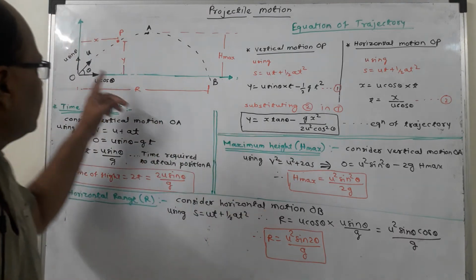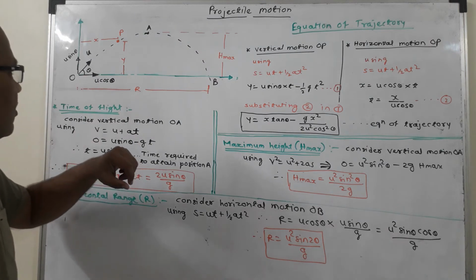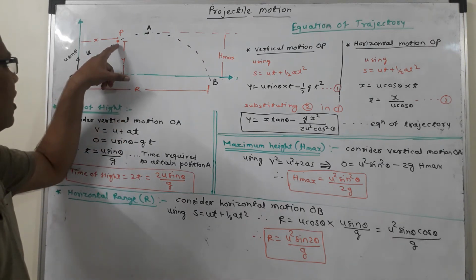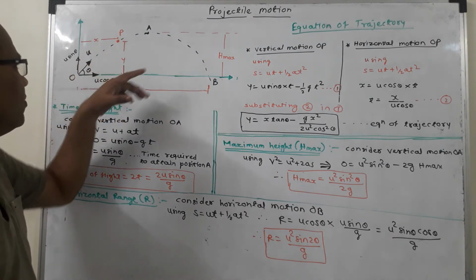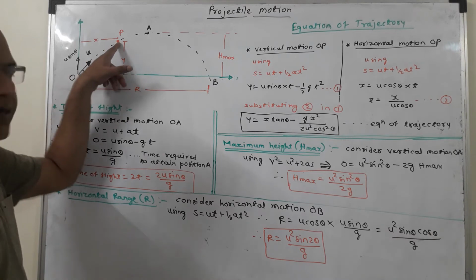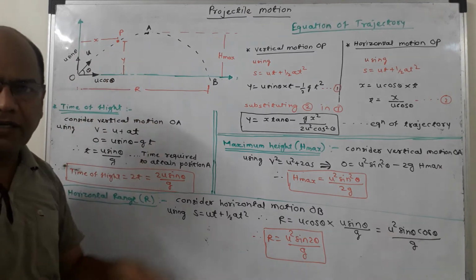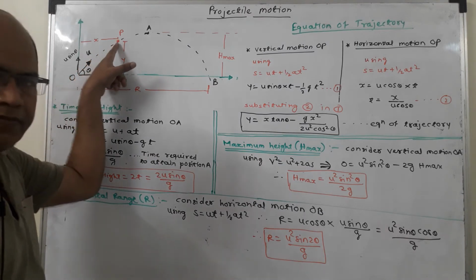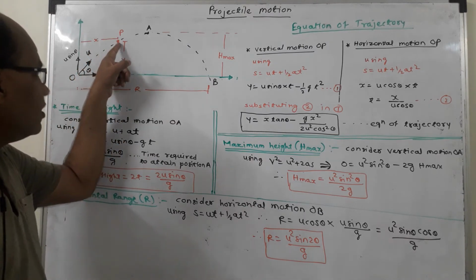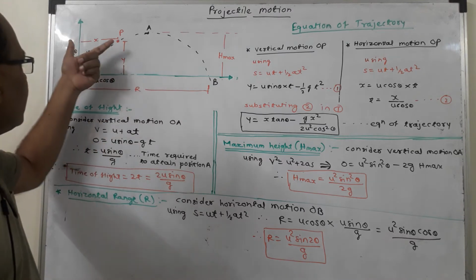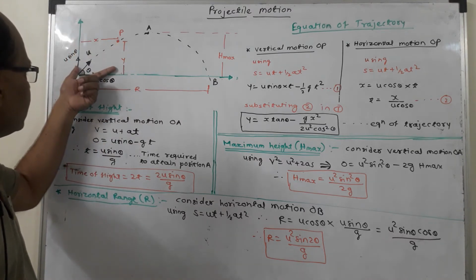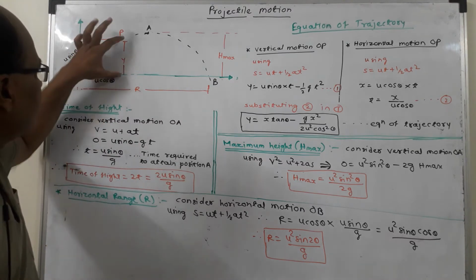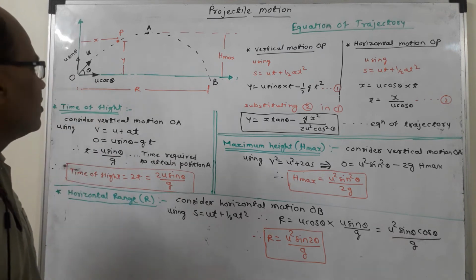So in order to get the equation of this trajectory, what I am doing is that I am considering an intermediate position of the projectile, say P. At a certain instant t, let the projectile or this particle be at position P, and in order to attain this position P, let it have covered a horizontal distance x, that is along the x direction, and a vertical distance y along the y direction.